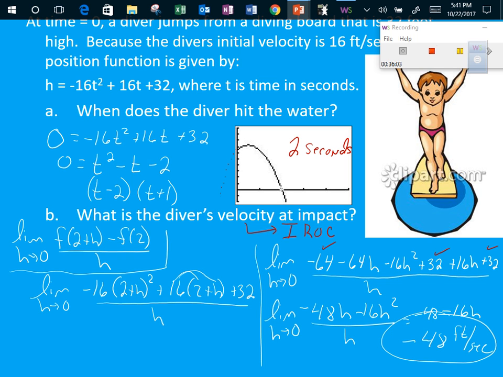So guys, that's a lesson. Not a hard lesson to be truthful, but a ton of algebra. So hang in there on that. That's the limit method of a derivative is what that is.